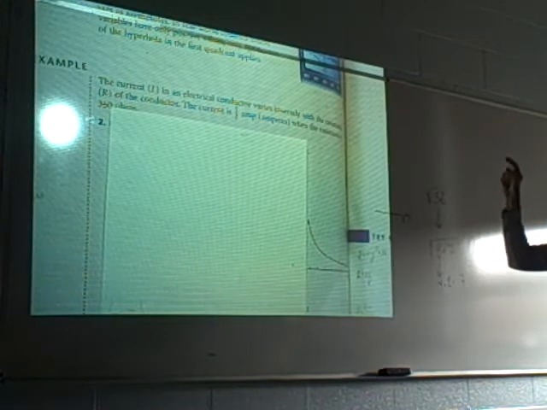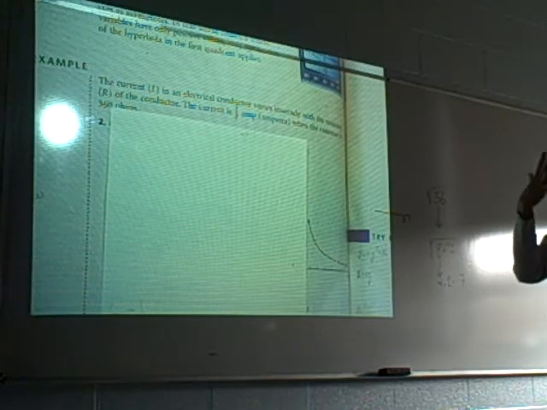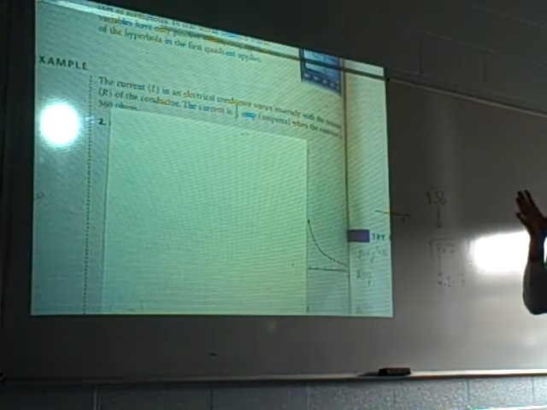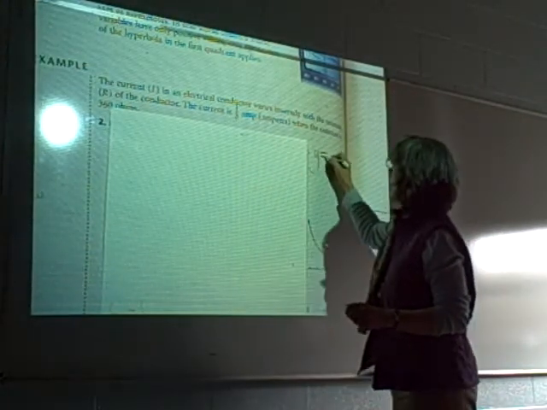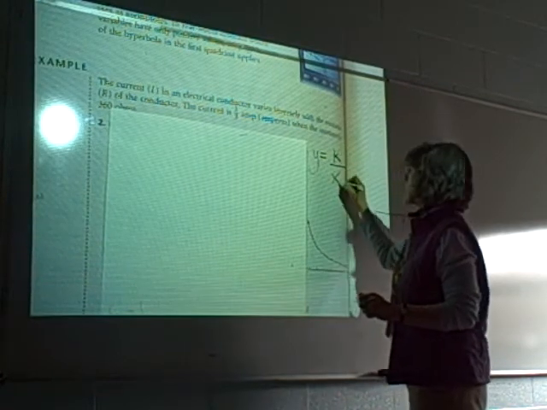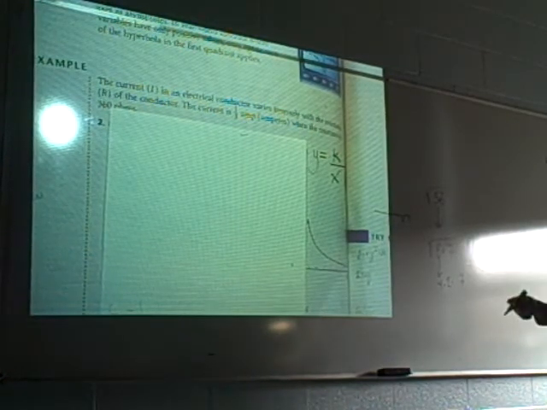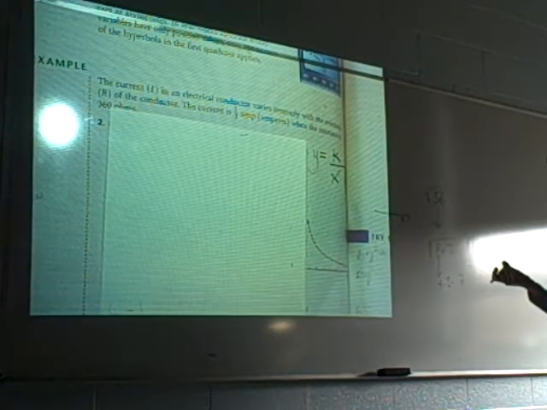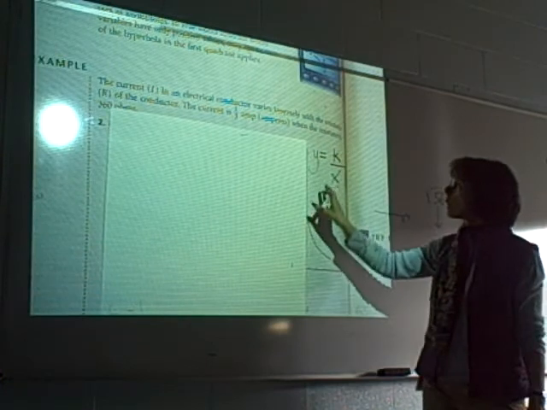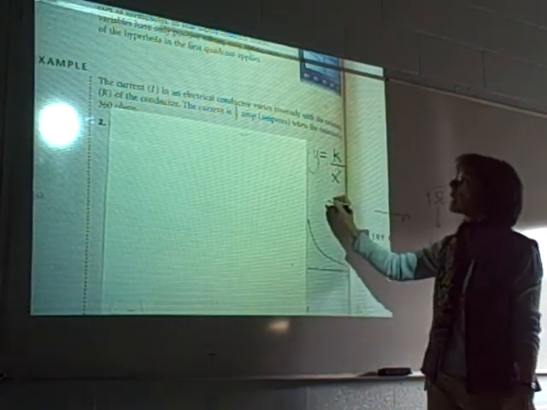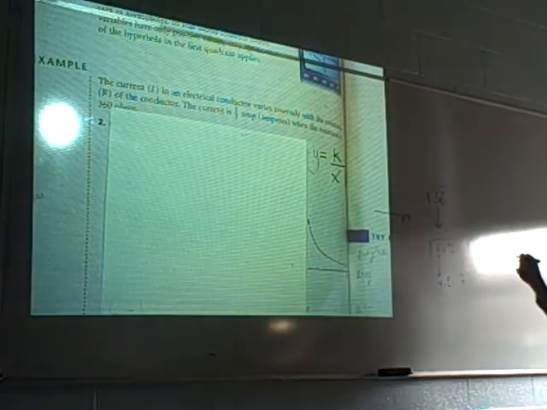Okay, so in this case, the current in an electrical conductor varies inversely. Do we have an idea of what our equation is going to look like? K over X. Yeah, K over X, okay, because it varies inversely with the resistance R. So what is I? Is I your Y, or your current? We're going to write this in terms of I. The current in an electrical conductor varies inversely with the resistance of the conductor.